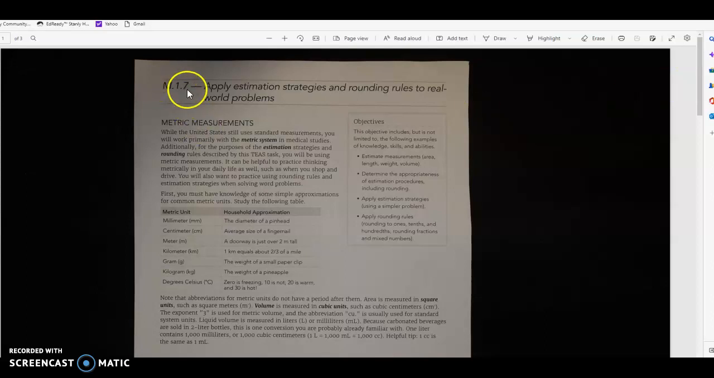In section M.1.7, we're going to apply estimation strategies and rounding rules to real-world problems. What you'll be basically using is the metric system, because that's what you mostly use in the medical studies.